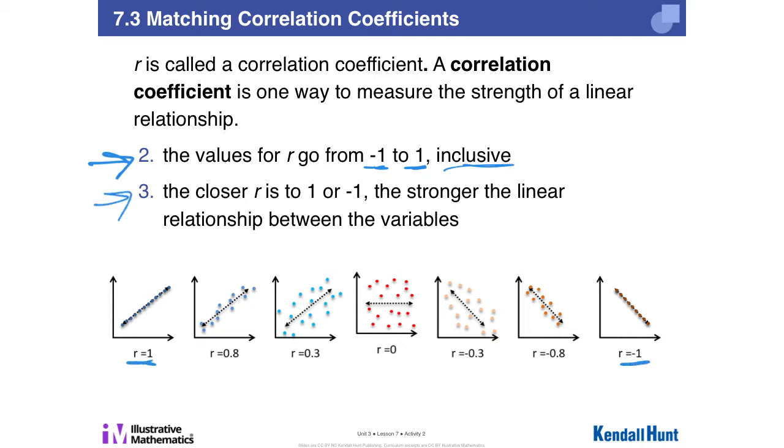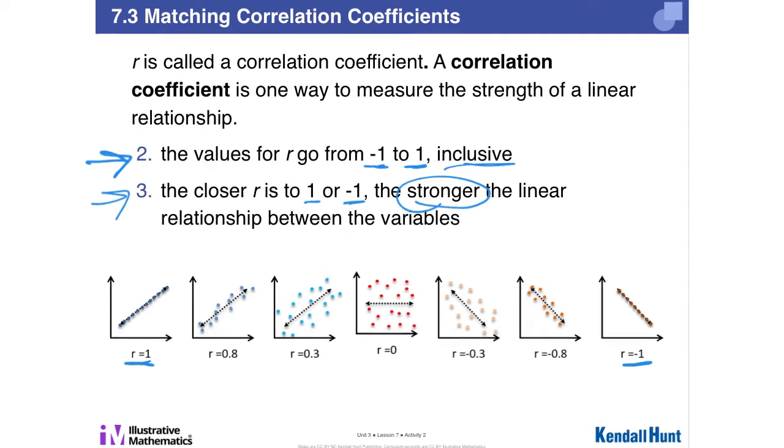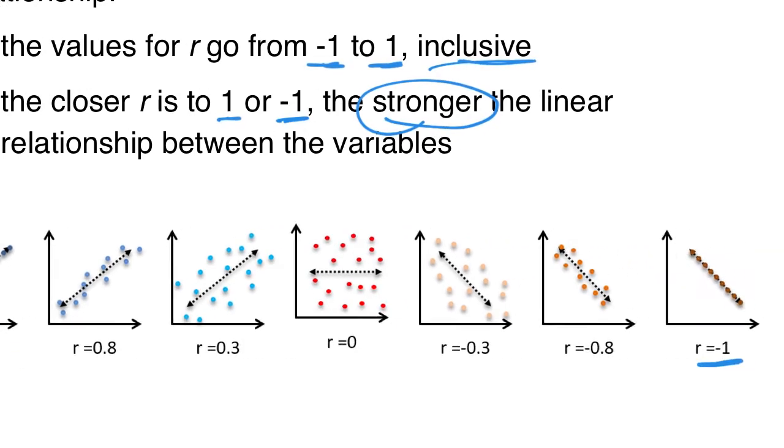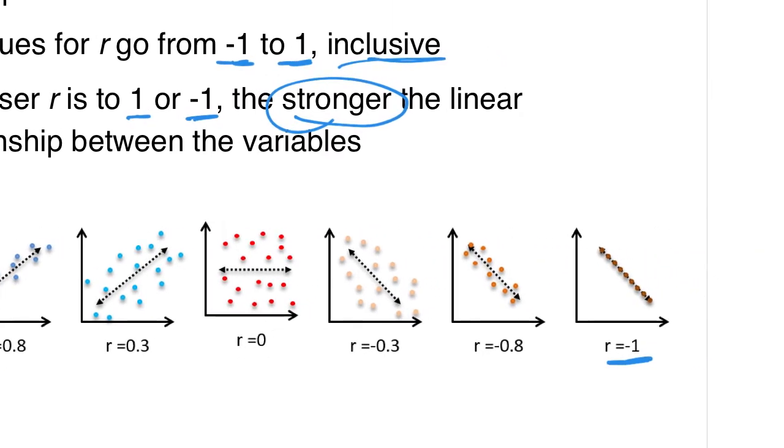And then number 3, the closer R is to 1 or -1, the stronger the linear relationship is between the variables, which just means that if, for example, R is exactly 1, then your data is in a perfectly straight line. If R is a pretty high number close to 1, like 0.8, then your data is pretty close to that line of best fit. But as R gets smaller, like 0.3, that data is going to be more spread out. The exact same thing happens over here in those negative values.